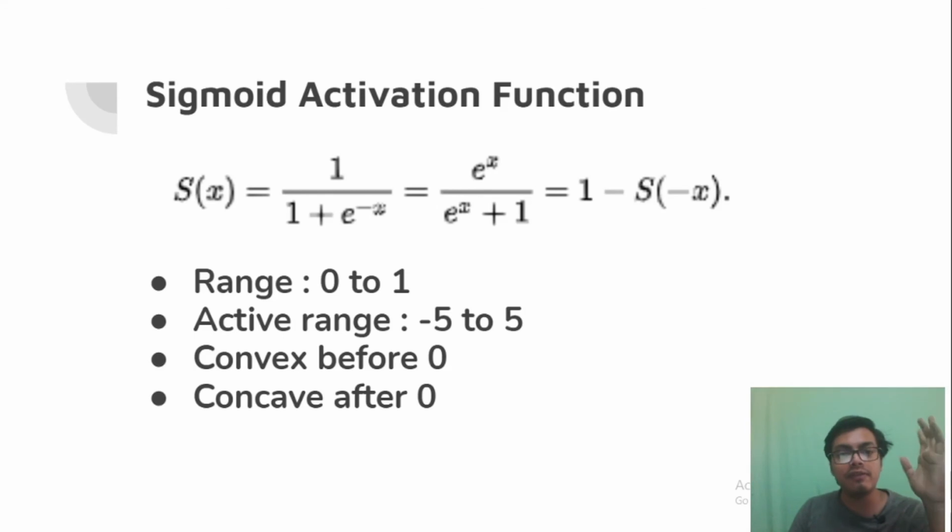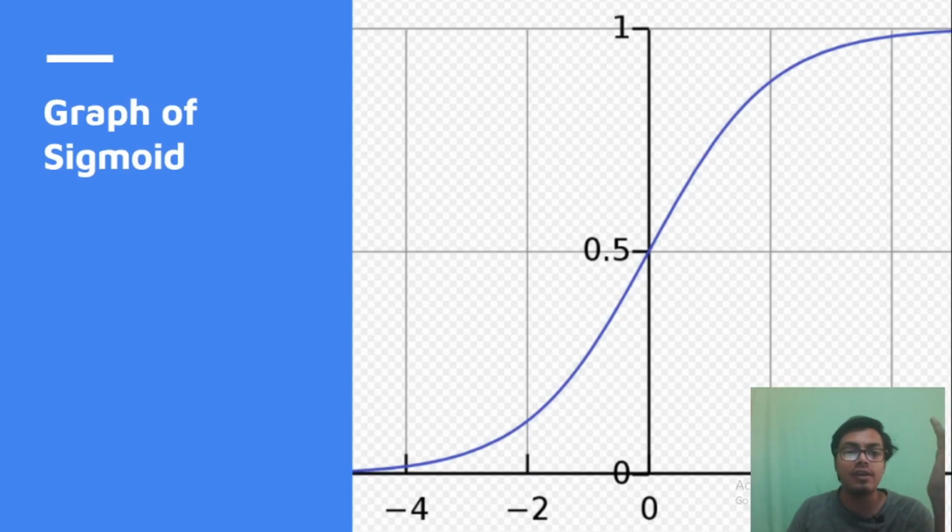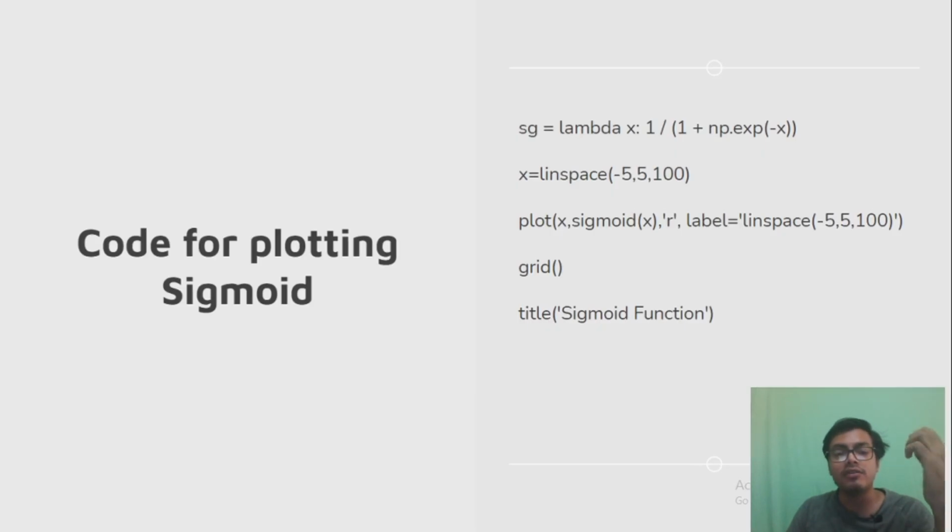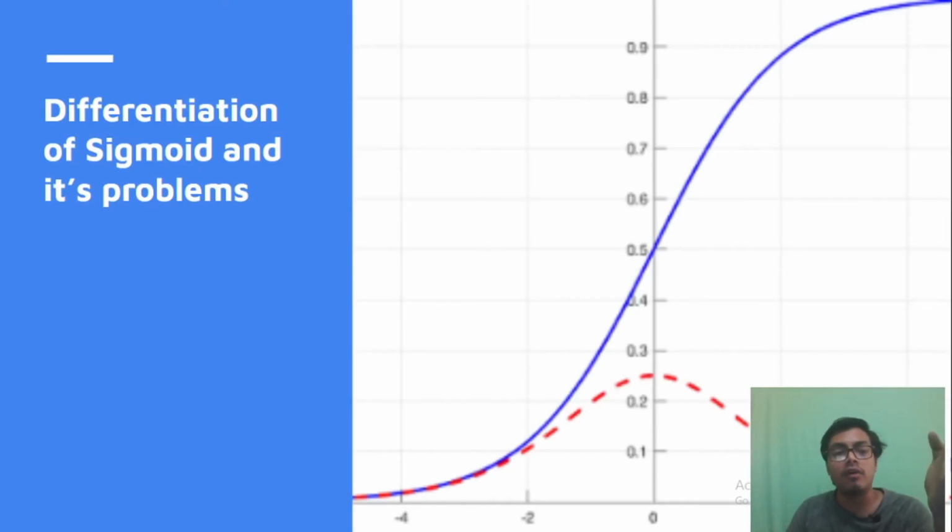Let's have a brief overview of what we saw. We saw the formula of sigmoid, 1 upon 1 plus e to the power minus x. This function is also called the logit function, or the function used in logistic regression. We saw its range from 0 to 1 and how it's calculated. We saw the active range. We saw how it is convex and concave before and after 0. We saw the graph of it. We saw how we can generate a sigmoid function with the help of matplotlib and Python. And finally, we saw what the flaws with sigmoid are.